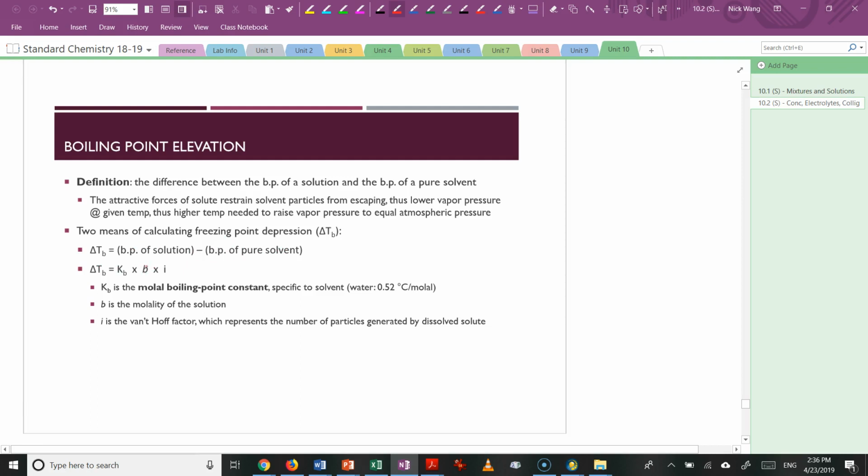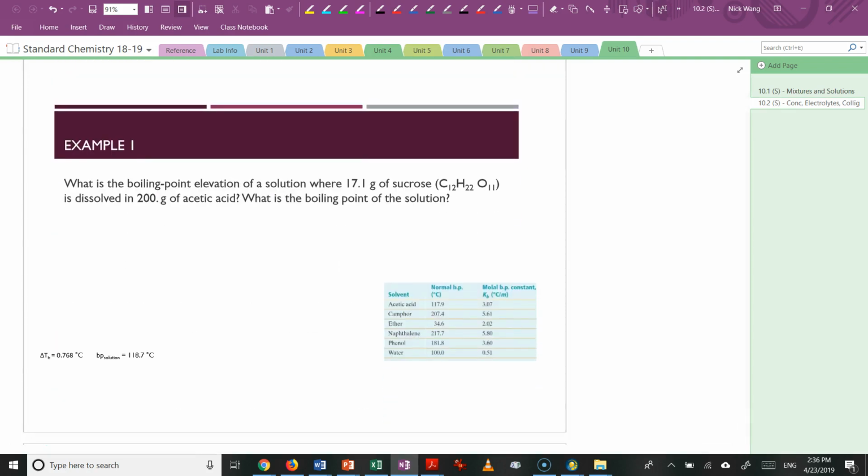Once again, that b is basically another way to write molality. If you want to, you can view this as a script m like usual, and then times i, which is the van 't Hoff factor. Then you go ahead and put some numbers in. So once again, you have a combination of two different formulas you can use in conjunction to solve for changes here. So let's try this out.